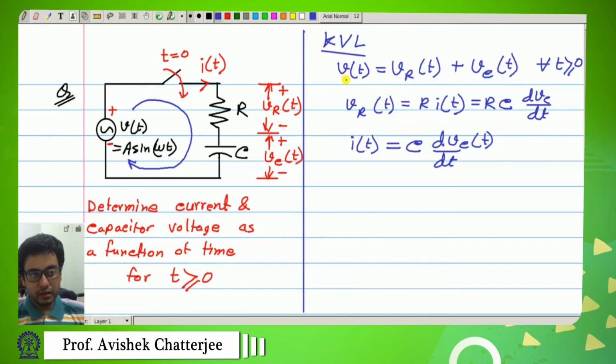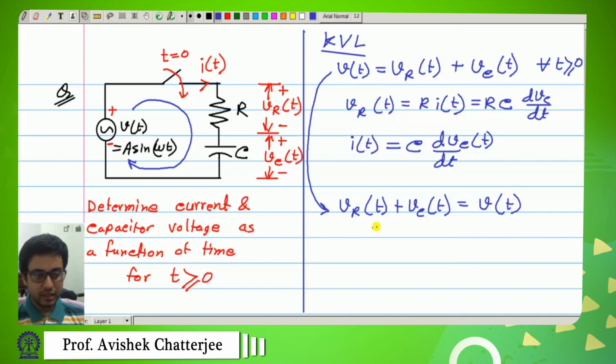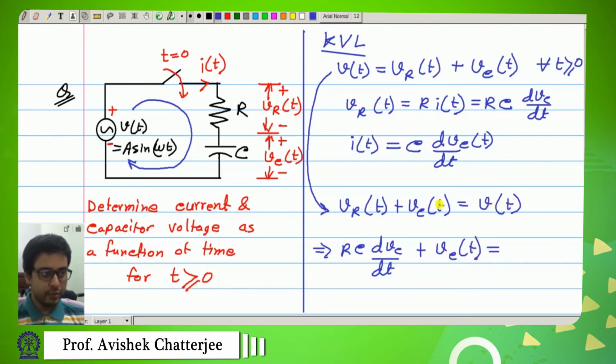Now I will write a differential equation from this KVL. So starting from here, let me repeat, vR(t) plus vC(t) is equal to this v(t), and in place of vR let me put this: RC dvC/dt plus vC. This is equal to v(t). In place of v(t) let me just put A sin omega t.